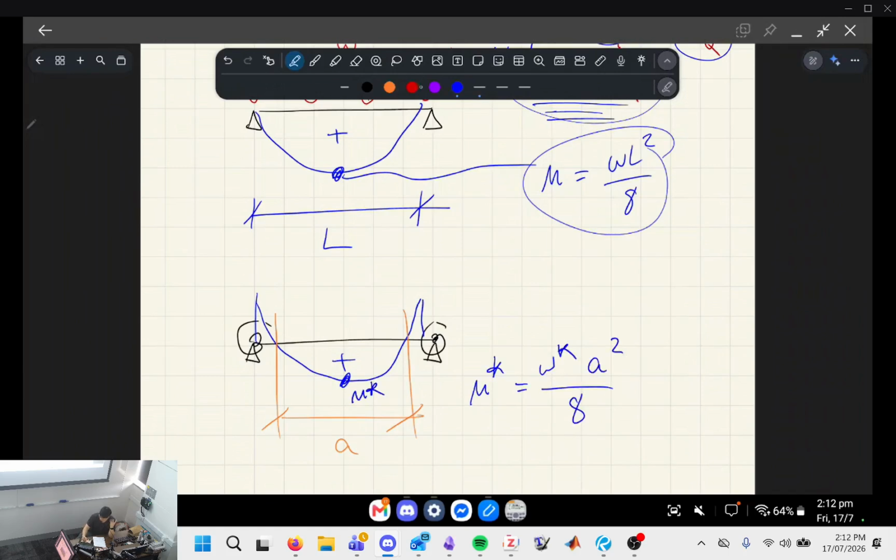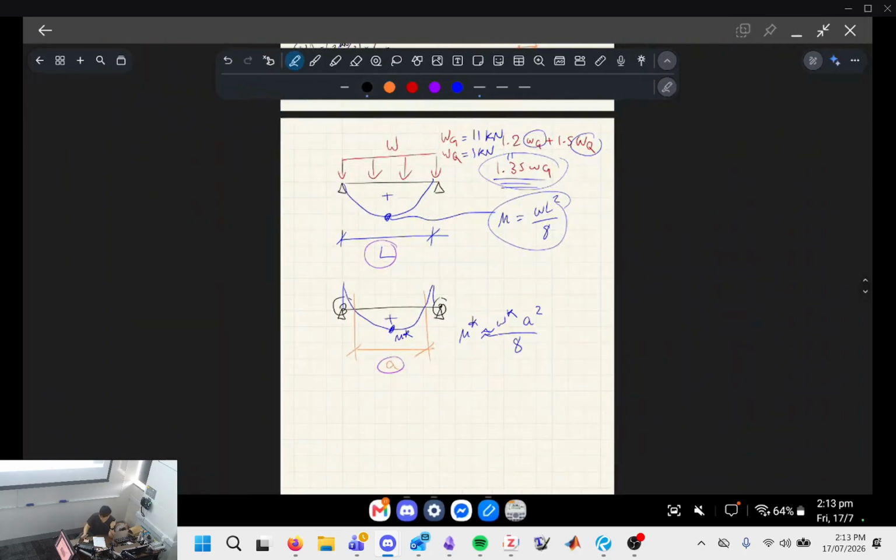So the only thing that changes is instead of L, you take the flexural span A, okay? And then you're going to get the max bending moment, okay? Does that make sense? Kind of. So that's the formula that we're going to use, all right?